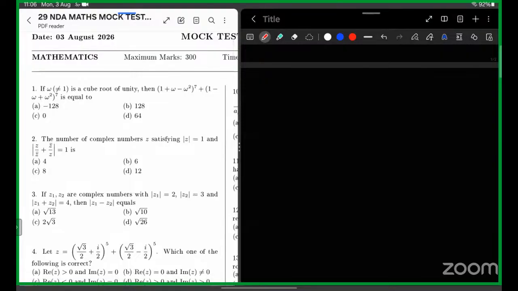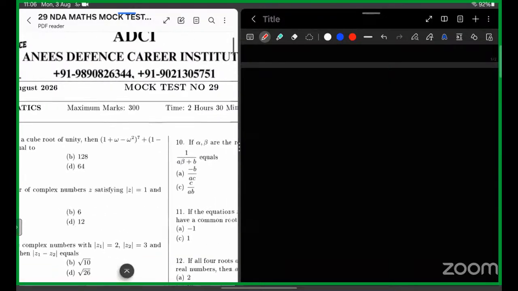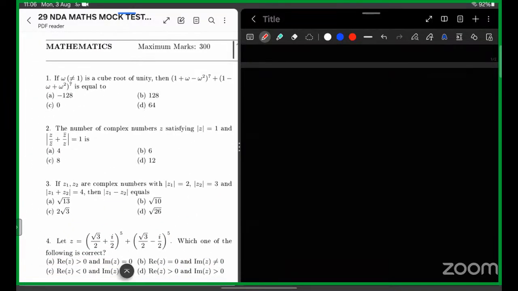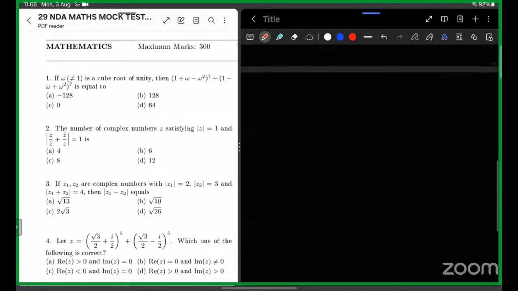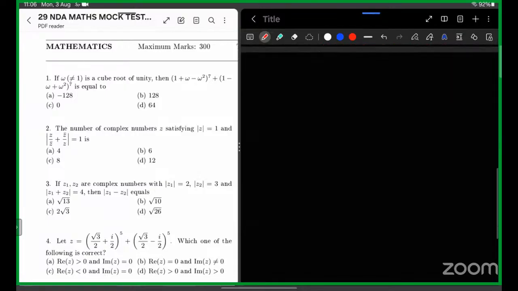Today we are going to solve this question paper, which is our mock test number 29. Okay, so starting from the first question. As you can see, it is a complex number question, an application of complex numbers. Omega is there. Omega is a complex cube root of unity. So if we start with question number 1 like this.